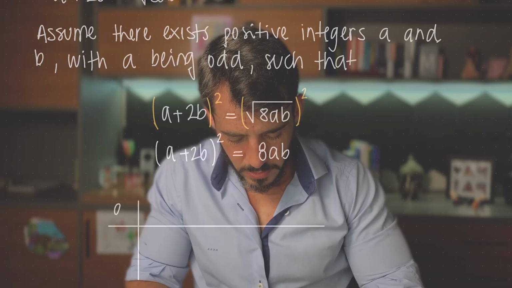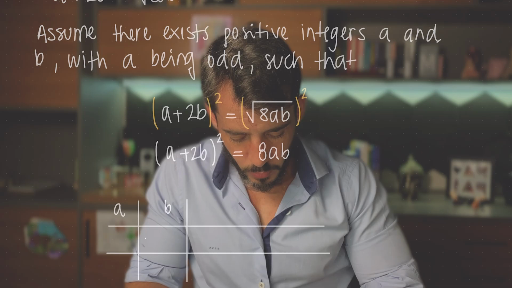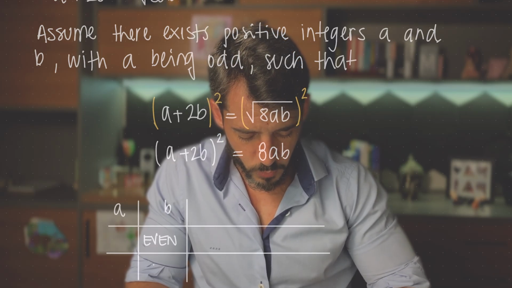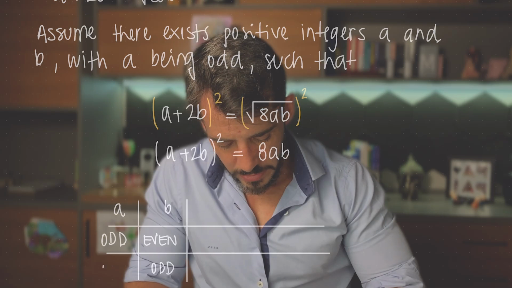So we're going to analyze the parity for b. We're going to assume that a is odd because that's our assumption, and we're going to break it down into two possible cases. What happens when b is even? What happens when b is odd? And we're going to, using a little table, get to a contradiction. Now, drawing a simple table, we're going to break it down into two cases, when b is even and when b is odd. And we know that a is odd.